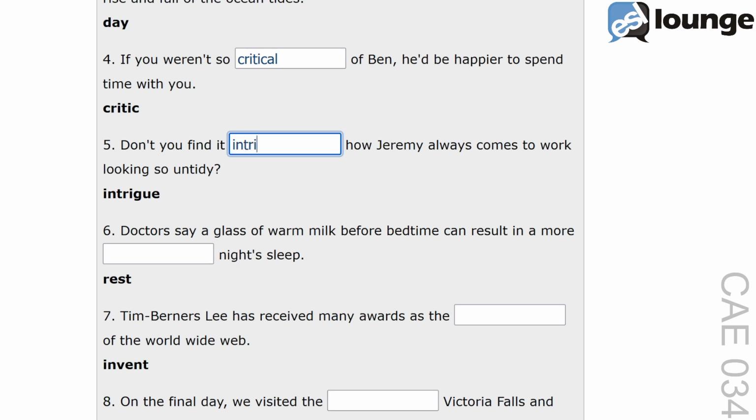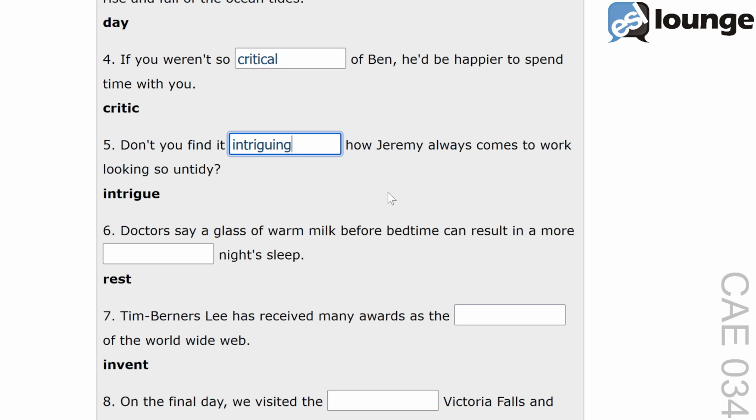Intriguing is an adjective used to describe something that arouses curiosity or interest. It suggests that something is fascinating or mysterious. For example, the intriguing story kept everyone on the edge of their seats.